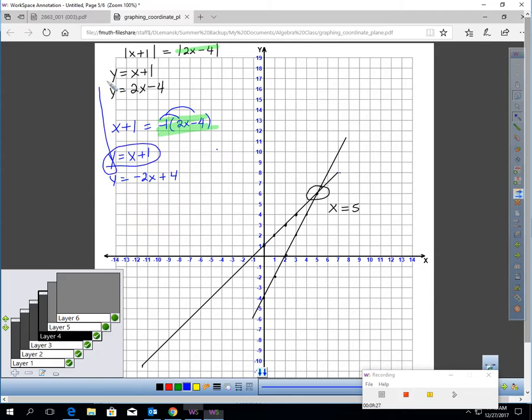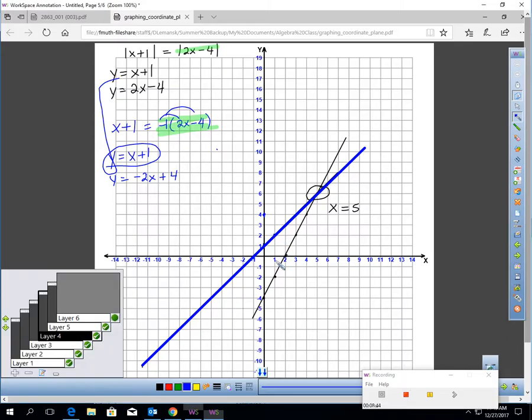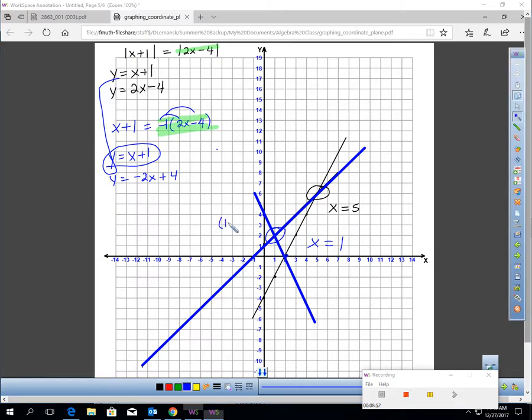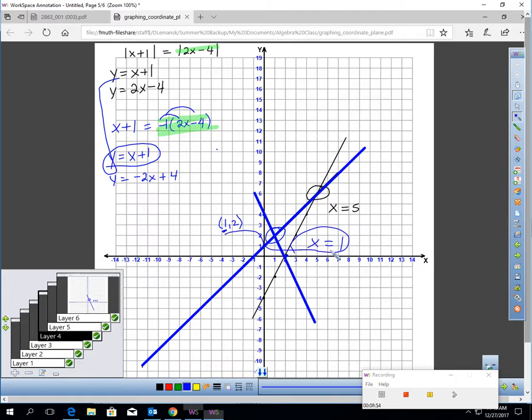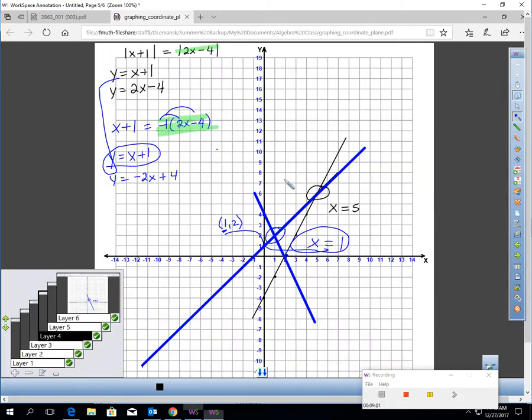Now, the first equation matches what I had here, so I'm just drawing that line again. It's y-intercept 1, slope 1. My second equation, the y-intercept is a 4, and the slope, down 2 over 1. Let me draw that line. And it looks like these meet at the point 1, 2. So if it's at 1, 2, x is 1, and that matches what I had here with my work. So you can also solve absolute value problems by graphing.